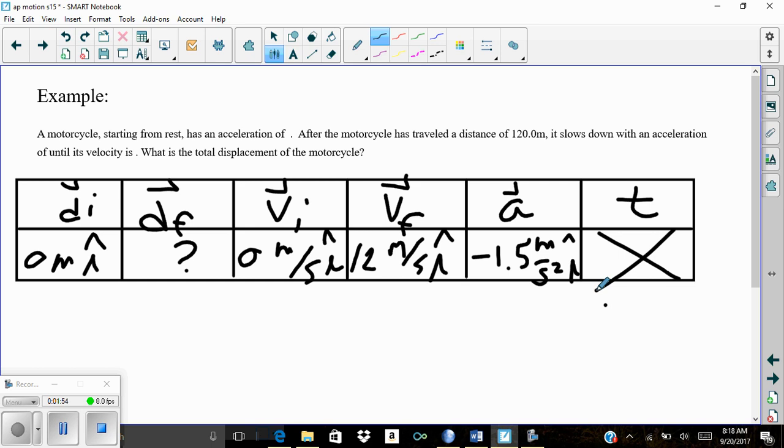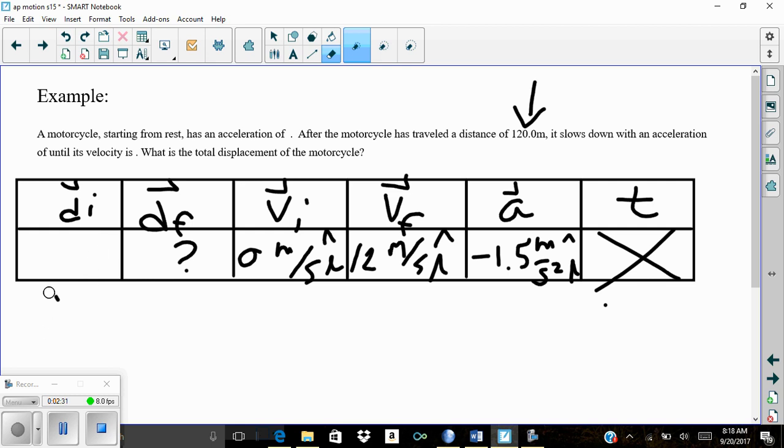I'm not given time. Now, you may be saying, Dr. H, whoa, wait a minute. It says that it travels a distance of 120.0 meters. You're right, so here you could put that number in. Or you can figure out how far it goes to slow down and then add that to the 120. I think the easiest thing for us to do is to just put the 120 in to start with. And that's the beauty of this, that you can always go back and change your numbers.